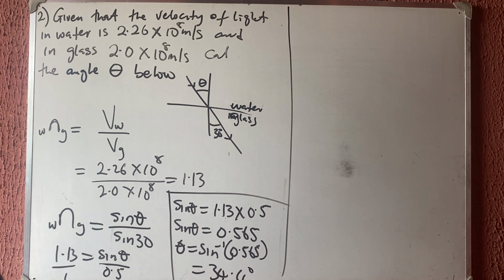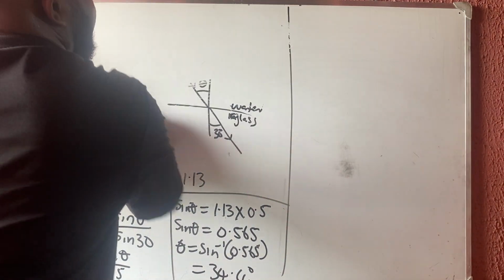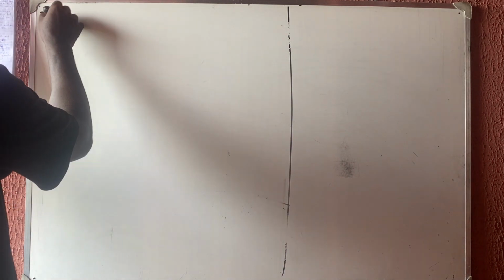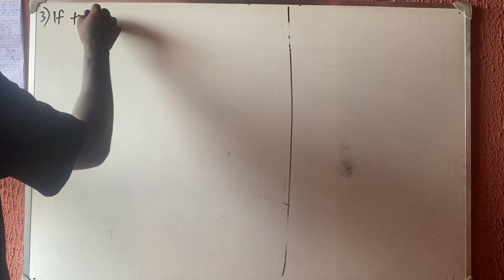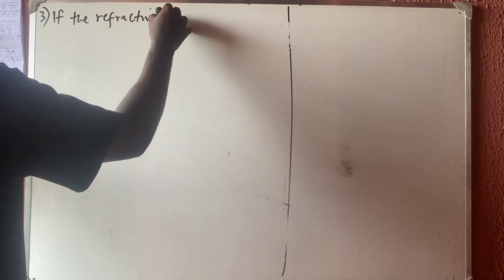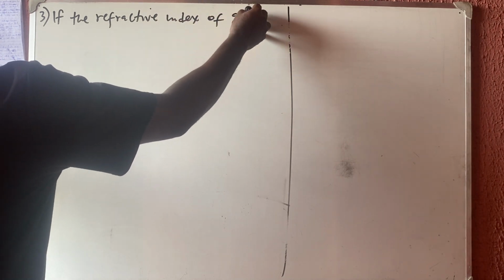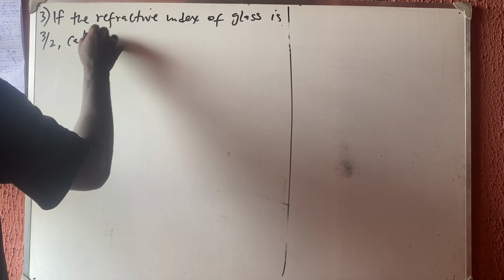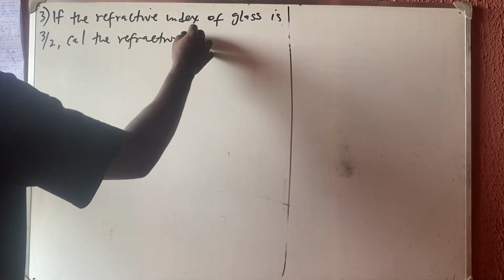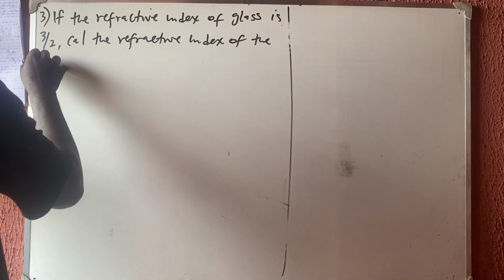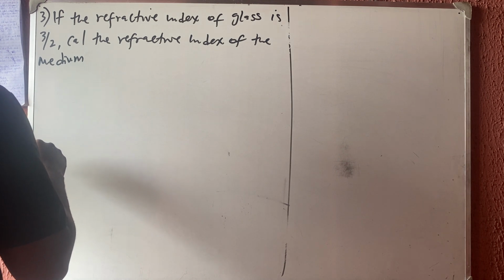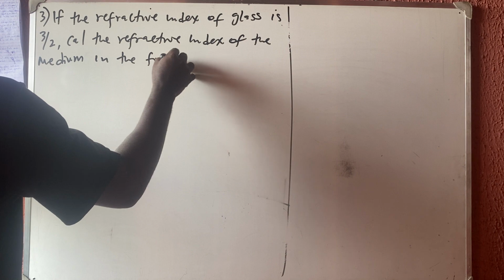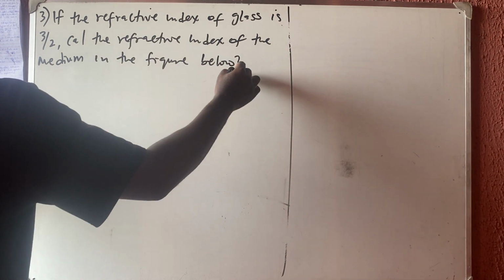So we move to the next question. Question number 3 said that if the refractive index of glass is 3.2, we should calculate the refractive index of the medium in the figure below. Okay, they gave us the figure.